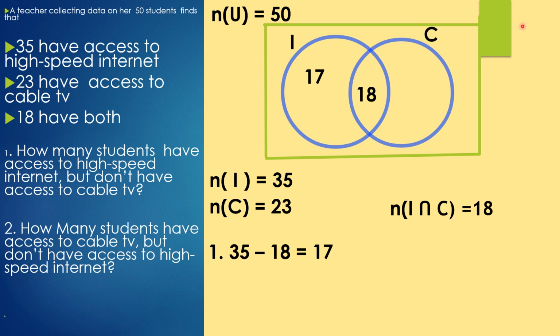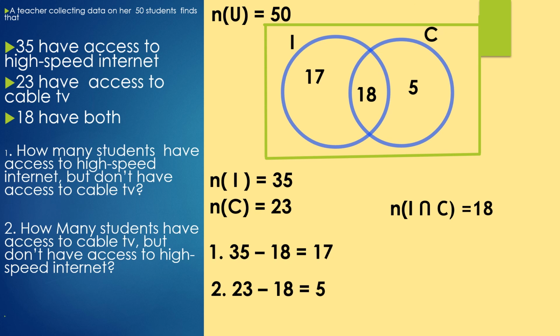Then question number 2. How many students have access to cable TV but don't have access to high-speed internet? So that is 23 minus 18, and that is equal to 5. 5 students have access to cable TV but don't have access to high-speed internet.